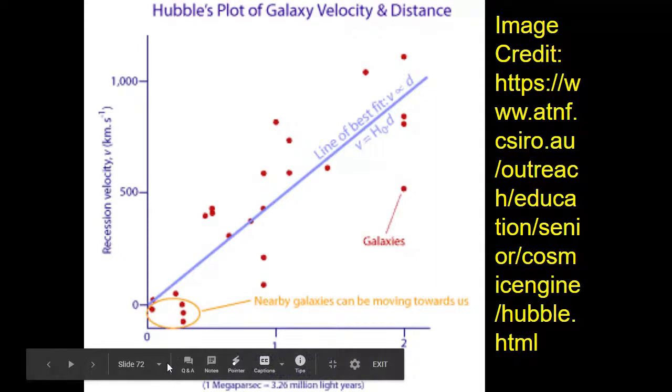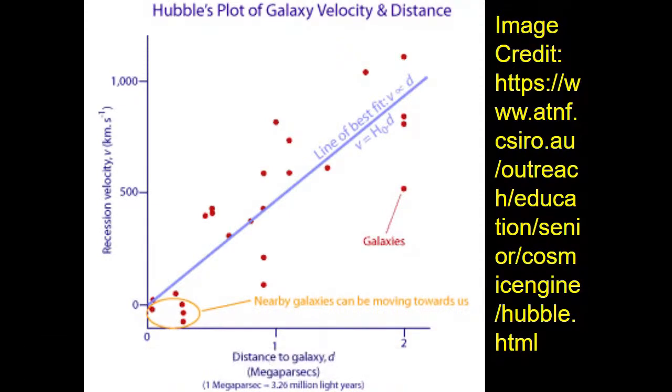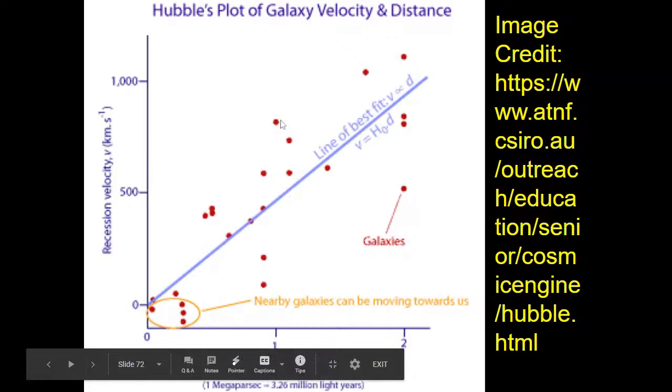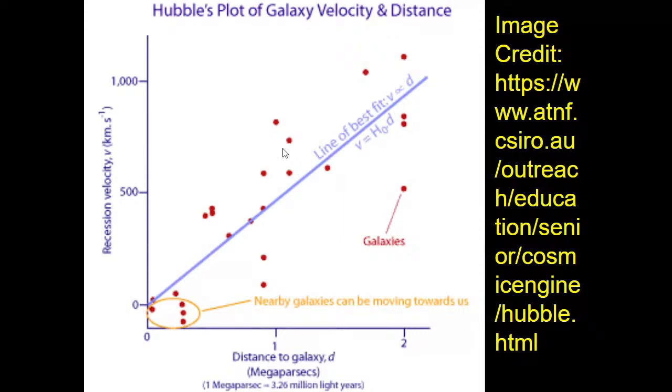Of course, for some nearby galaxies, you can see the recession velocities are negative. Recession velocity positive means they're moving away; negative means they are moving towards us. For example, the Andromeda galaxy is moving towards us, so the emission lines will be Doppler blue shifted, while the galaxies further away have a Doppler shift whereby the lines are redshifted. And what Hubble did was he measured the distance of these galaxies.